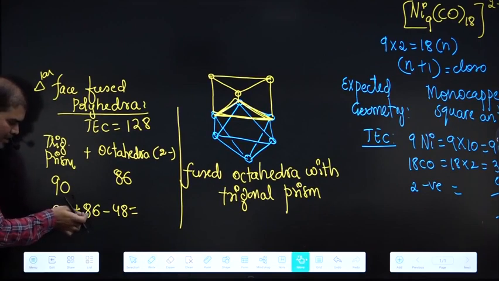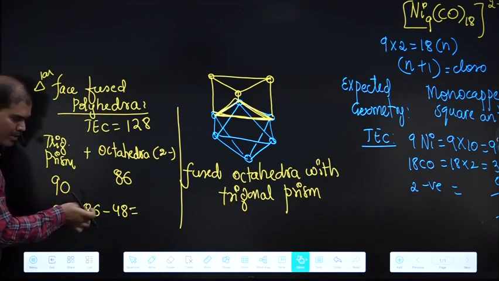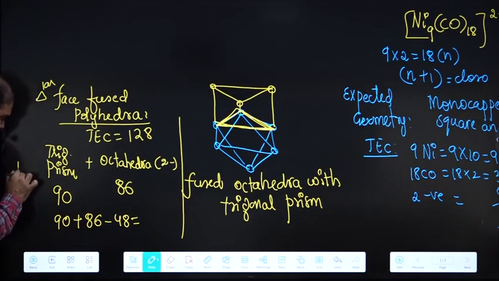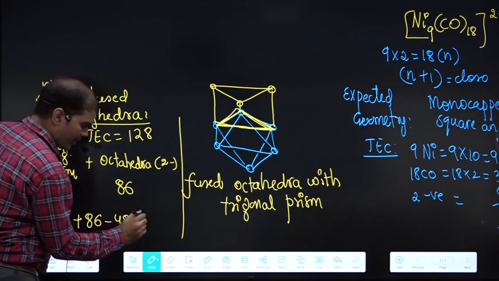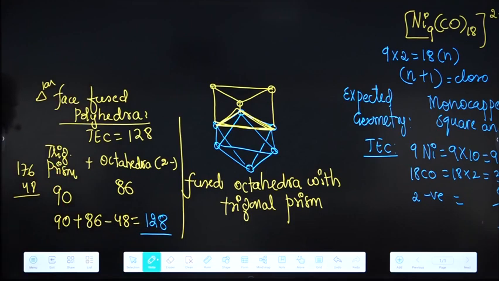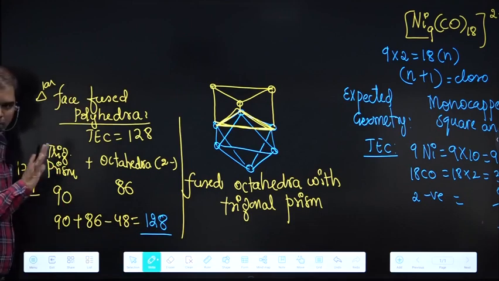90 plus 90 is 180, so 176. 176 minus 48. How much is it? You are getting 128. So whatever theory they have proposed, which was not explained by PSEPT, is also found to be true.